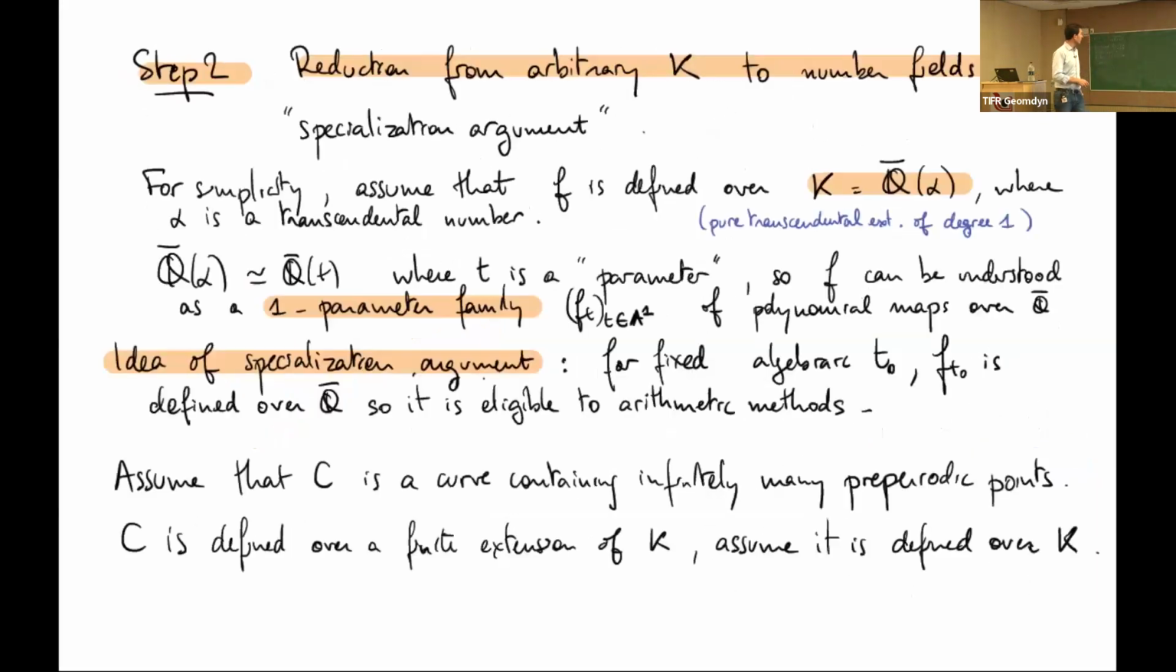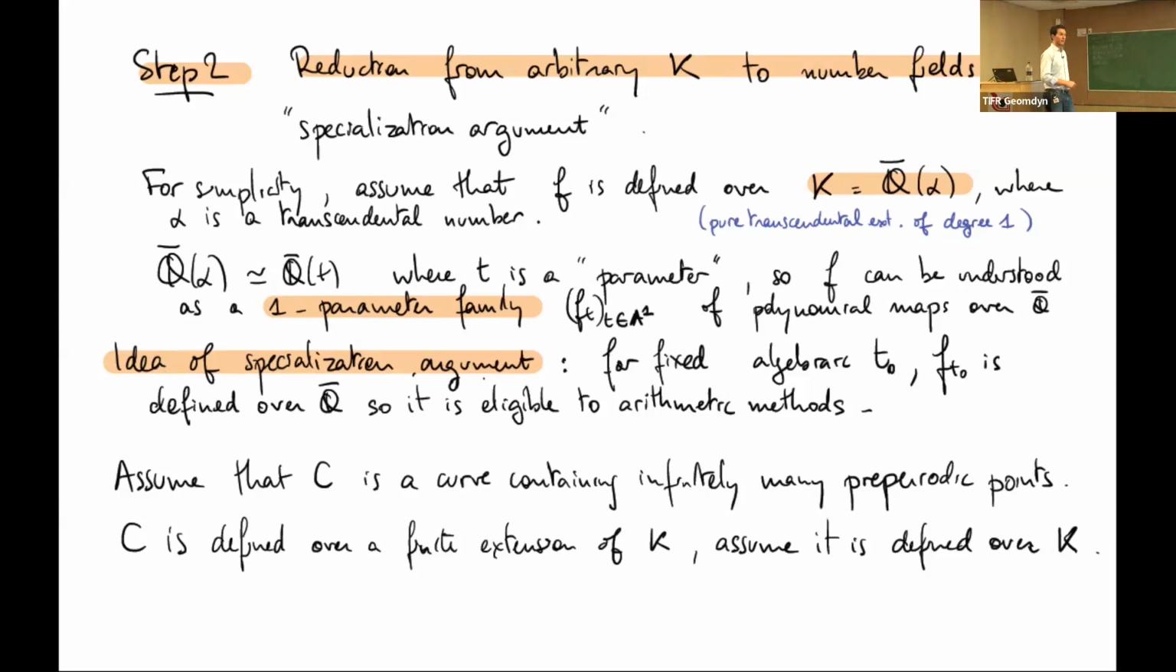Okay, so now let's go to the complex numbers. And so we use an argument which is very classical in this area of research, but still requires some care. So-called the specialization argument. I will tell you in a moment what it means. So for simplicity, let me assume that you look at the equations defining F and assume there's only one transcendental number appearing. Okay, so everything is defined over the rational numbers plus pi. So your field of definition is defined over Q bar of alpha, where alpha is a single transcendental number.